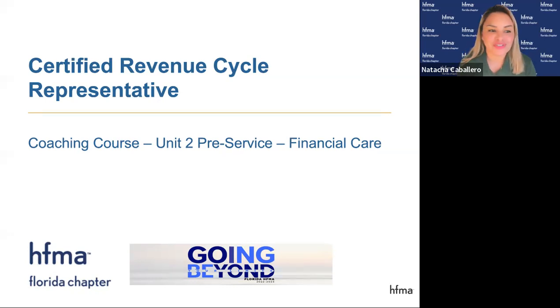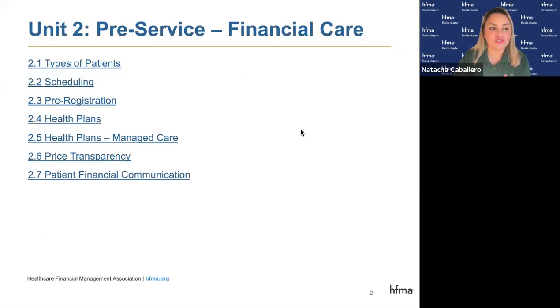Okay, well, good afternoon, everyone. We're going to go ahead and get started in this week's session of a certified revenue cycle representative. And this week, we're going to be covering unit 2, specifically 2.1 to 2.3. We're still in that pre-service part of the cycle. And units 2.1 to 2.3 will go over types of patients, scheduling, and pre-registration.